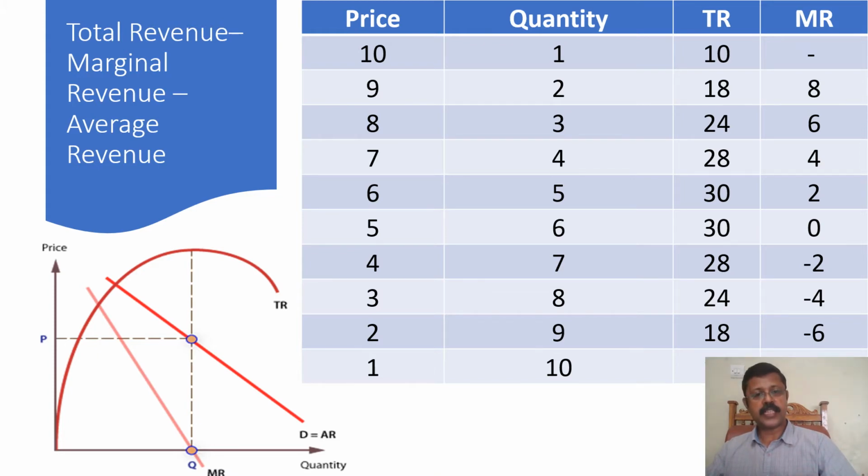So, when the price changed from 9 to 8 and from 8 to 7, 7 to 6 and so on, the quantity sold increased proportionately and there is a change in the total revenue also, right? If you look at total revenue, it increased until this particular level. After that, it remained constant. Then after that, it started declining. So, here it is declining. This is constant and here actually the TR is increasing.